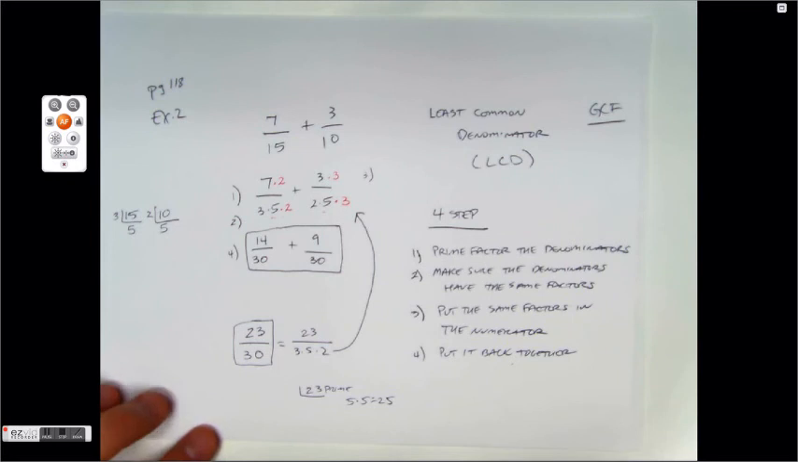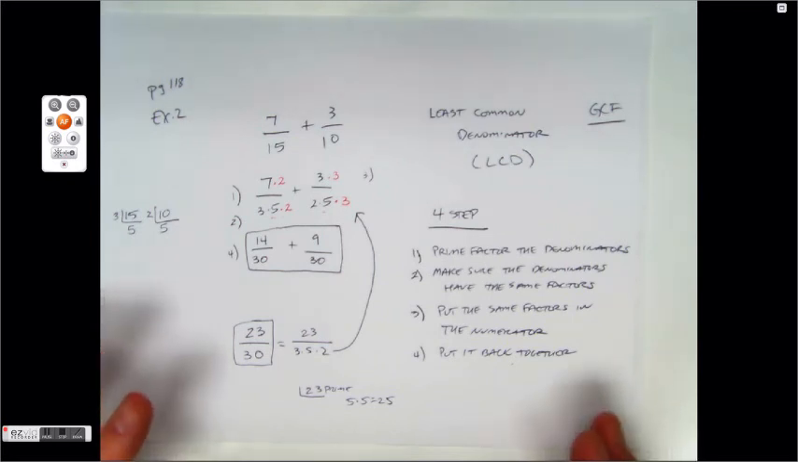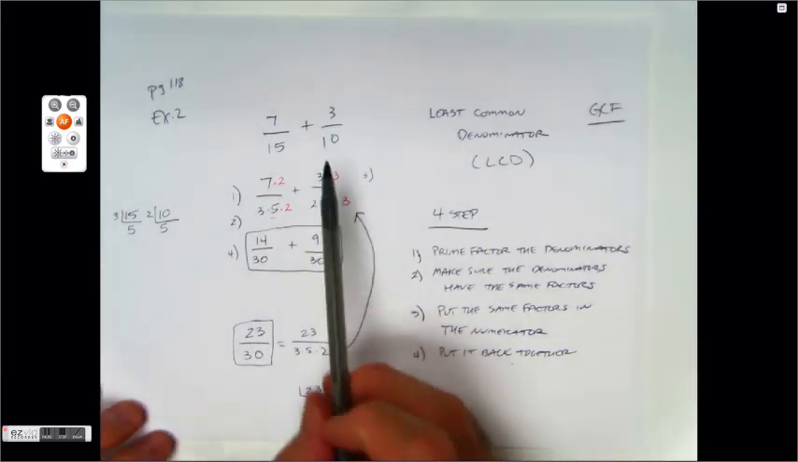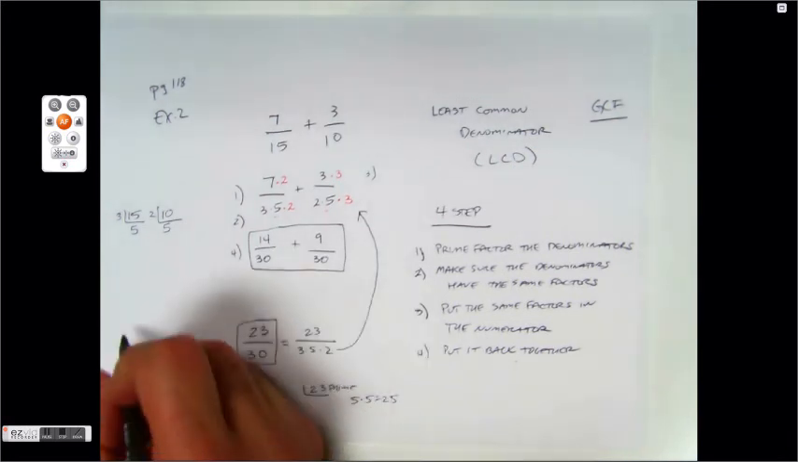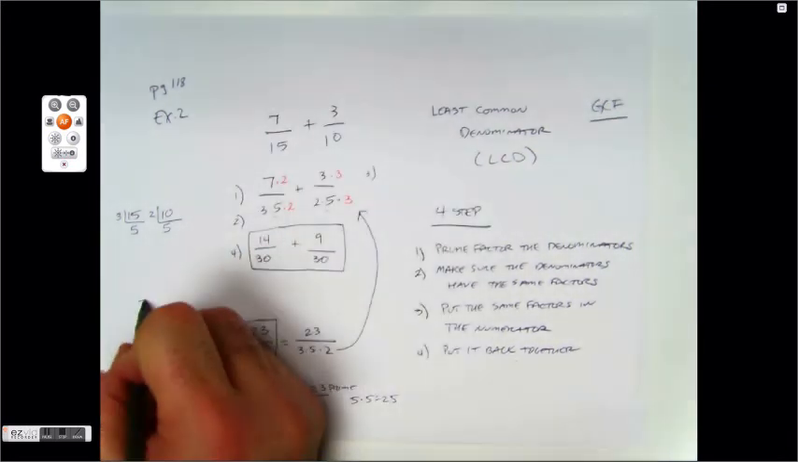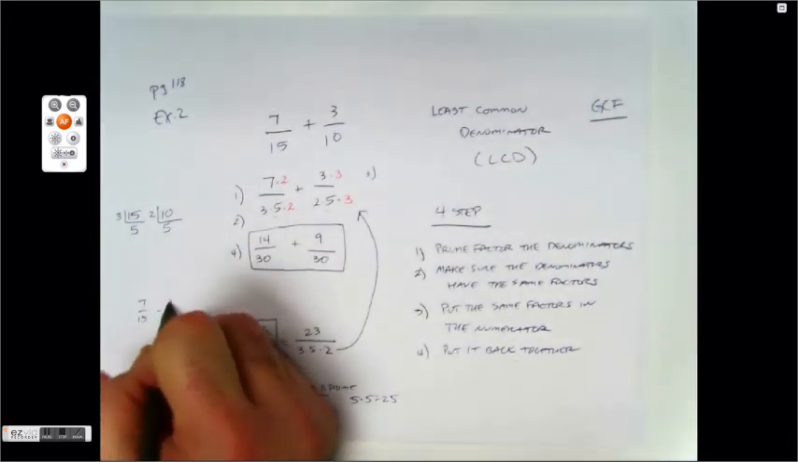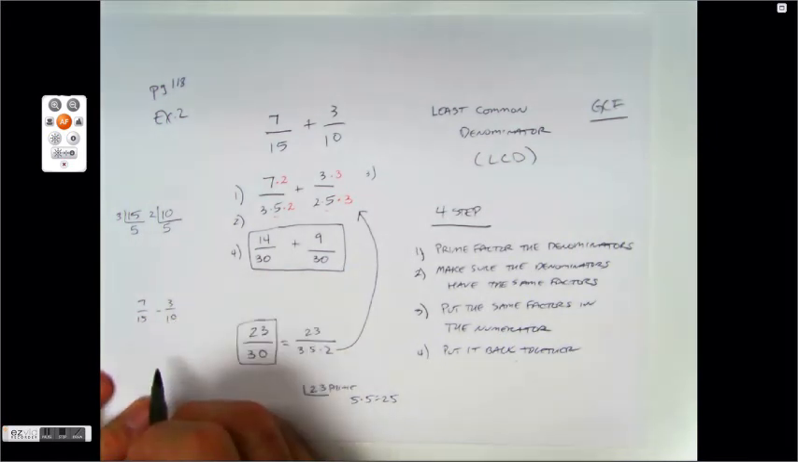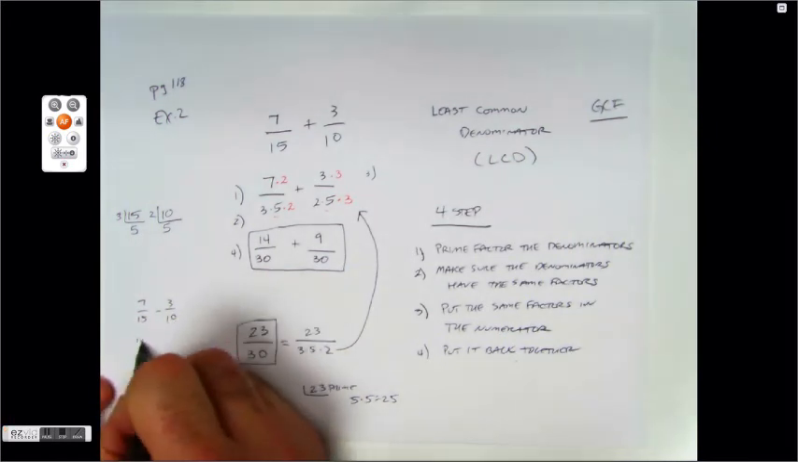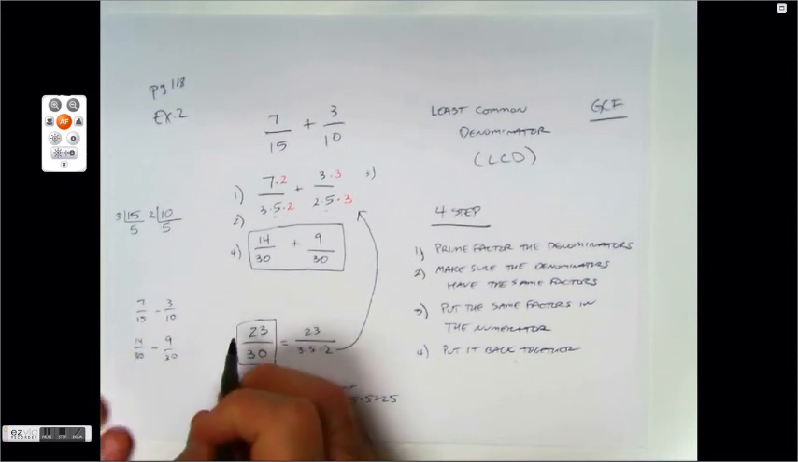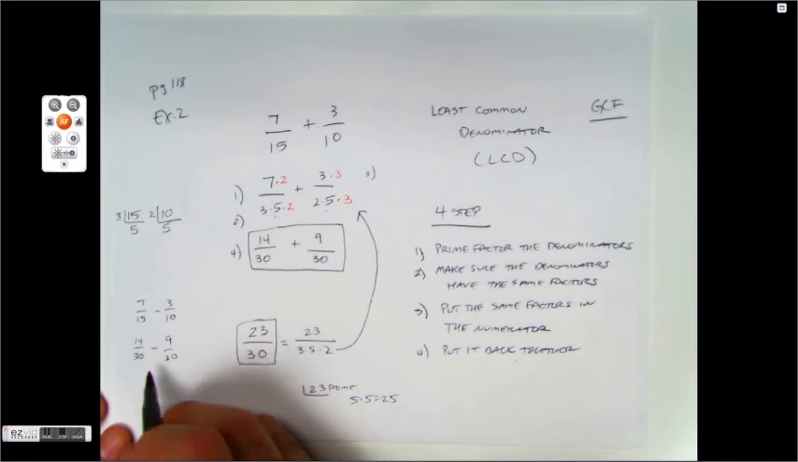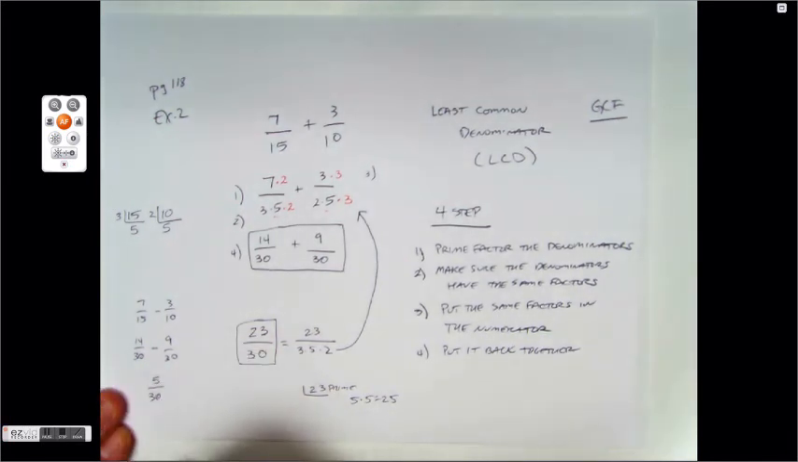What's really cool about this method as well, if you follow this 4-step method, is it also works for subtraction. The only difference is there'd be a minus sign here. Okay, just real quick, what I'll show you there is, what if this was subtraction up here? What if we had 7 over 15 minus 3 over 10? The exact same procedure would happen. You would get 14 over 30 minus 9 over 30. Now if you did this one, then you'd get 5 over 30.